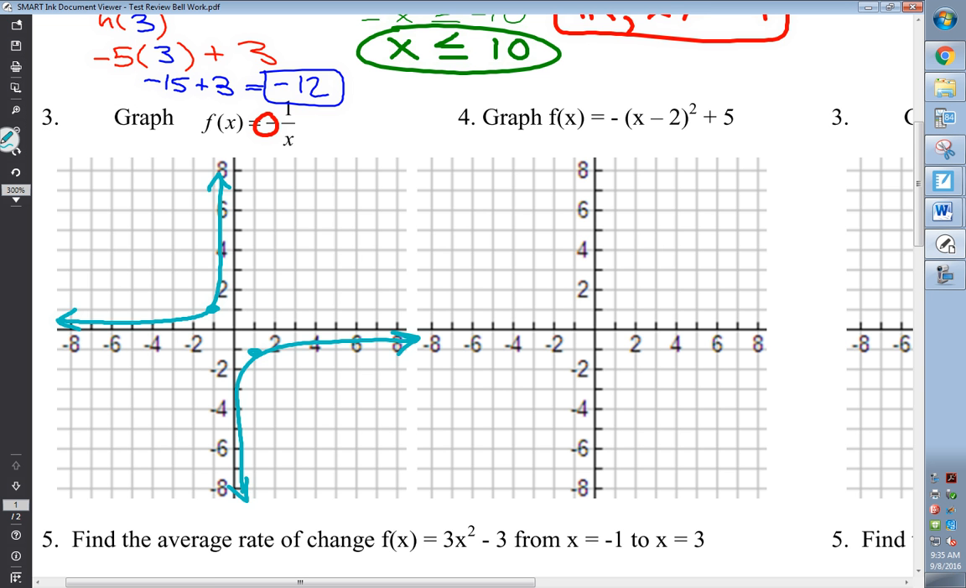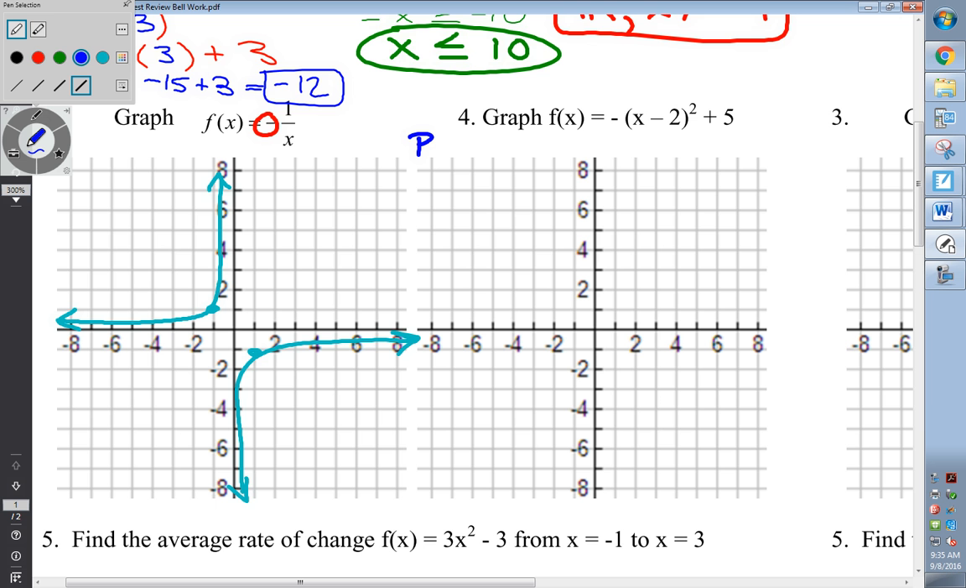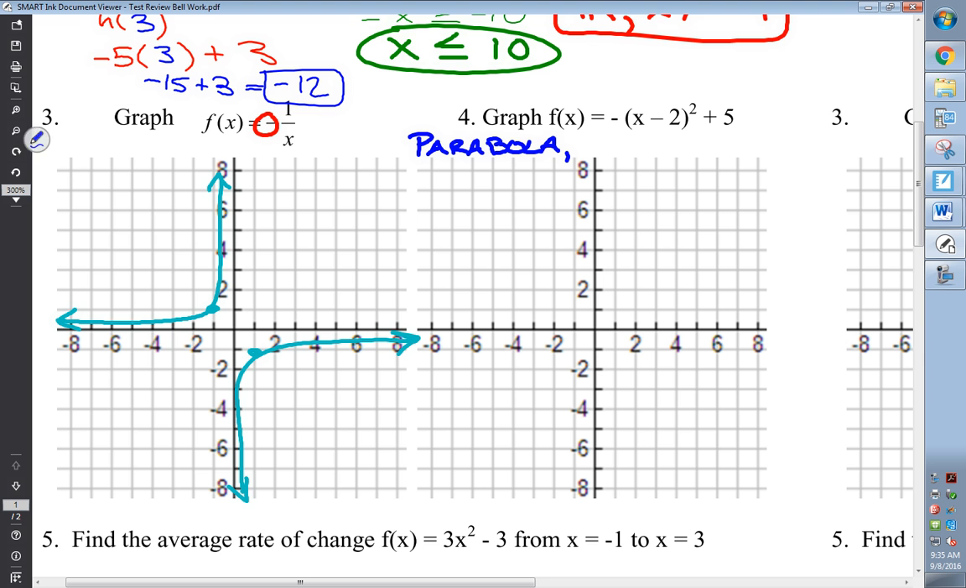Graph number 4. Let's go through all the different stuff. Clayton, what's my shape going to be? Parabola. How do you know it's a parabola? It's squared. Mark, what else is going to happen to this graph? Right 2, because it's minus 2, and up 5. Good. I'm missing one more thing. It's also going to be flipped. What's going to flip it? The negative sign in front is going to flip. Good. That's all my different characteristics.